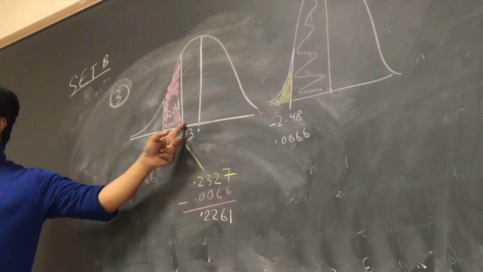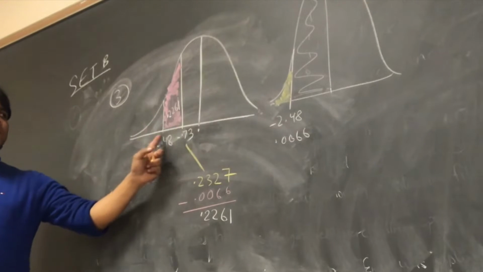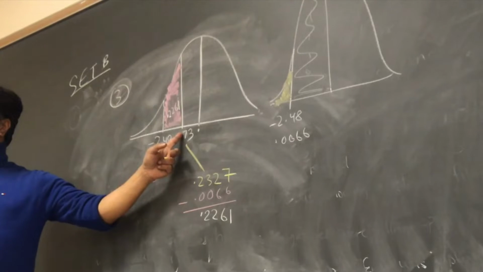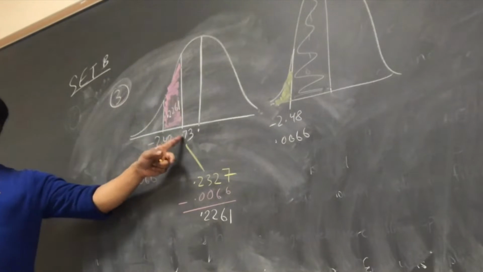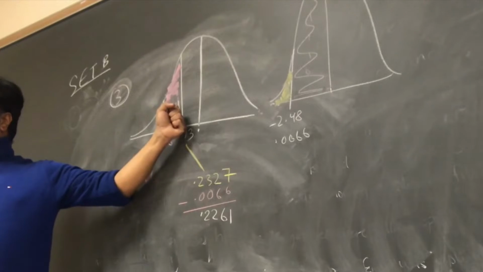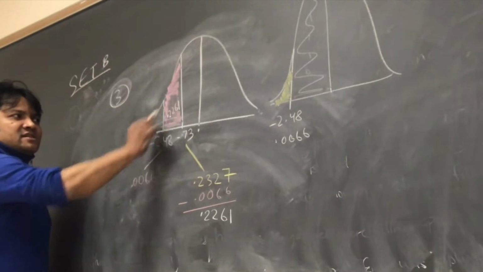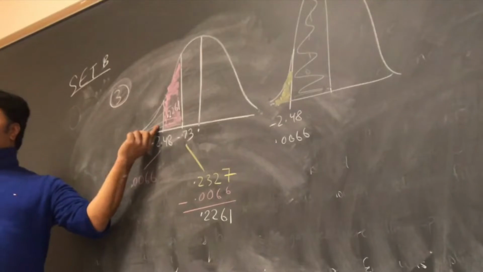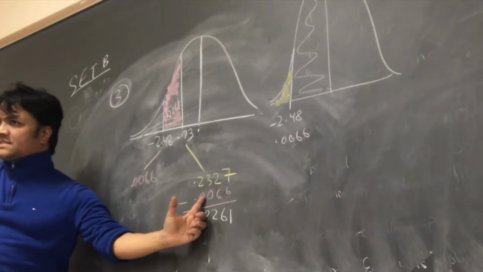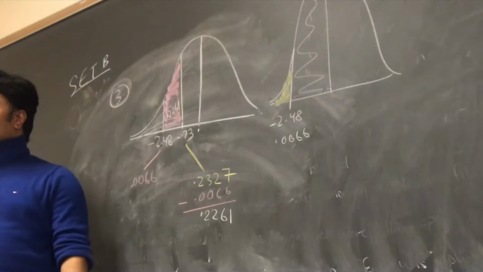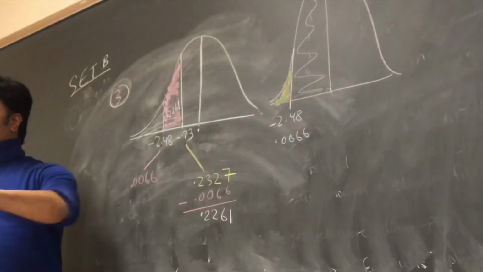Because the question is find the area between, so you have to subtract. We have to find this first, and this gives us everything, but we don't need that. So we subtract that from that, and then we get the answer. And the answer you said is there.